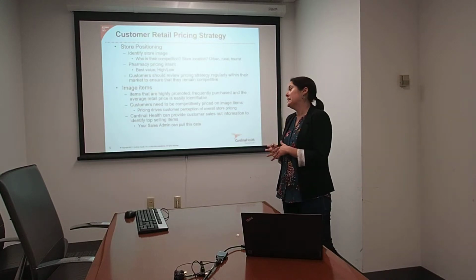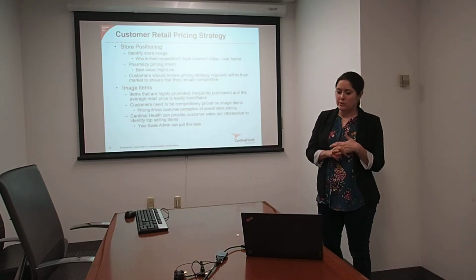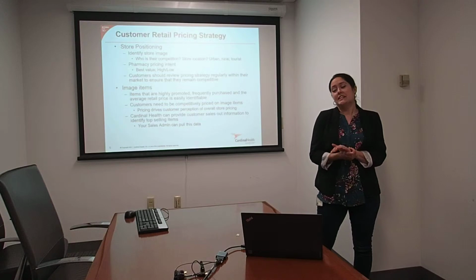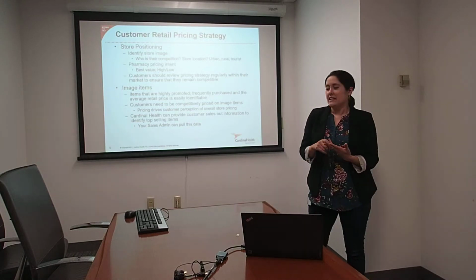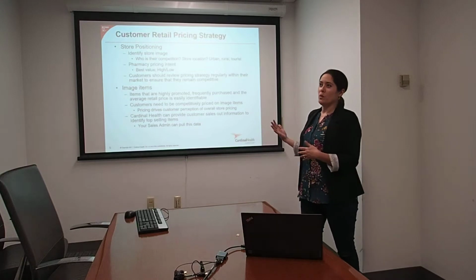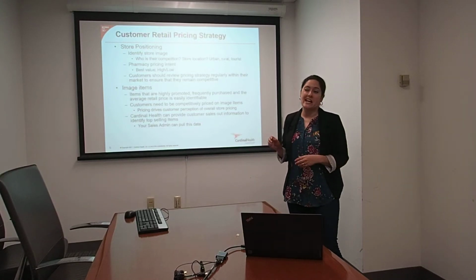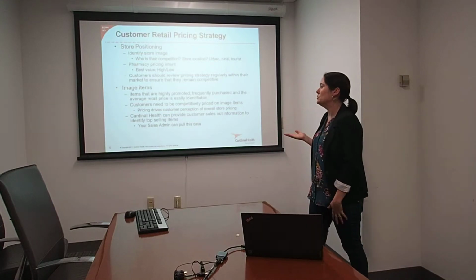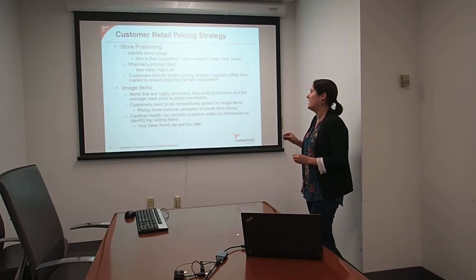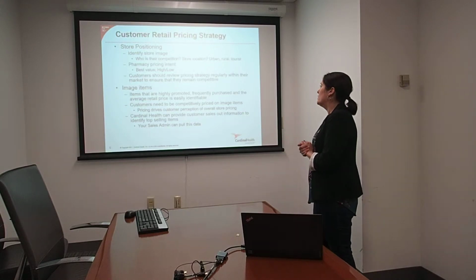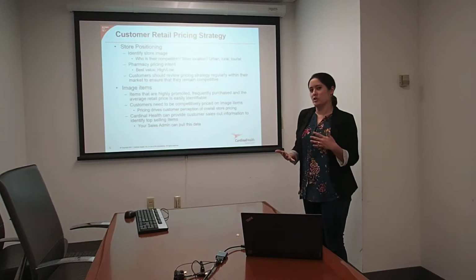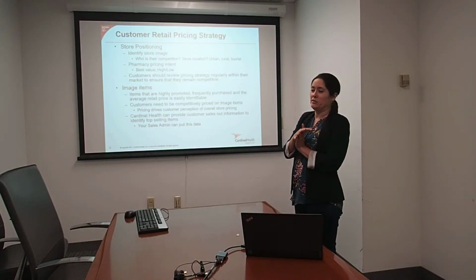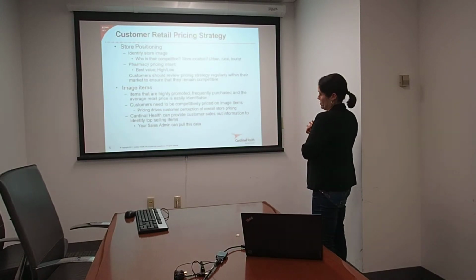Image items are the items that are highly promoted, frequently purchased, and that the average consumer is going to be able to identify the retail price of. These are your milk and bread of the pharmacy. A consumer walks in, they know what milk should be priced at, what bread should be priced at, and they're going to see that and say, you know what, that seems kind of high, and they're going to assume that everything else in your store is priced a little bit higher. So that drives the customer's impression of the store. That's why you have to be really spot on and competitive with your image items. Those are the important ones.